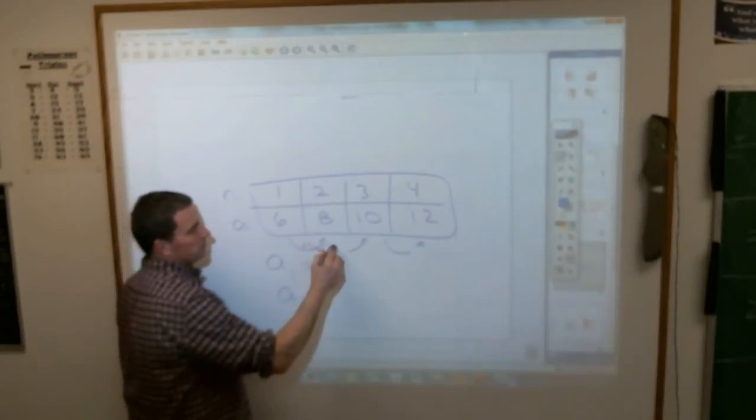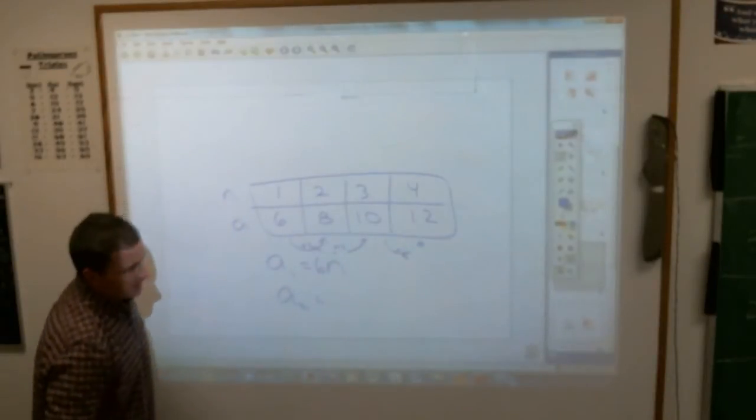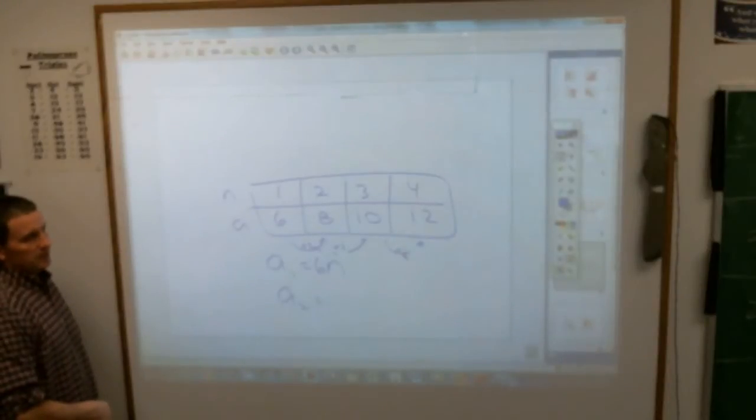It's plus 2, plus 2, plus 2, right? If it's an arithmetic one, it is multiplication, but you have to figure out how you're going to start. Okay?